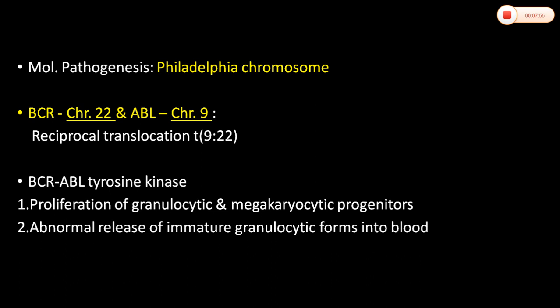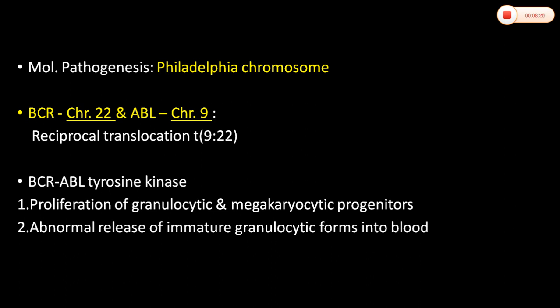The characteristic molecular abnormality that happens in the pluripotent hematopoietic stem cell is called the Philadelphia chromosome. Try to get familiar with this term, Philadelphia chromosome. So what is this Philadelphia chromosome? We all know there are chromosomes present in the nucleus, right?